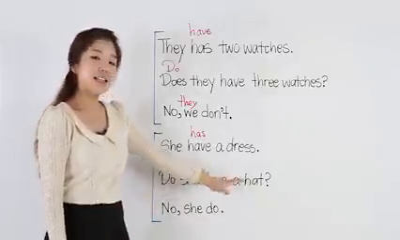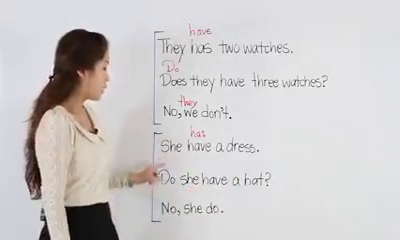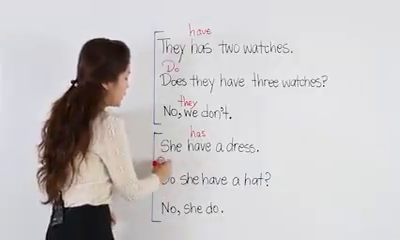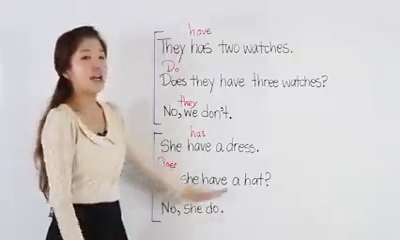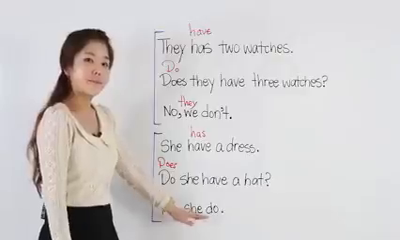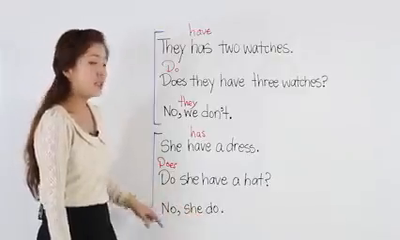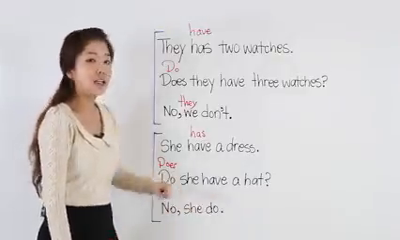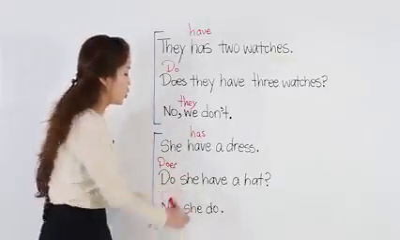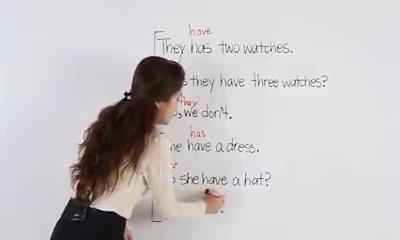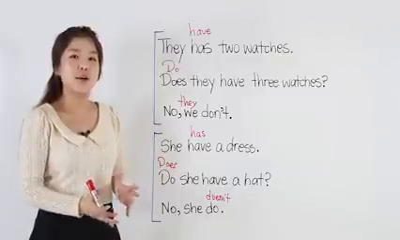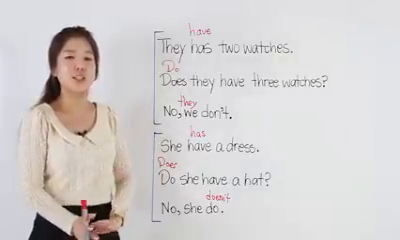How about in the question? Do she have a hat? Remember, we begin with do or does, but for she, we should begin with does. Does she have a hat? And the answer, no, she do. No means it's negative, so we need a negative here. Is it don't or doesn't? No, she doesn't is the correct answer. Okay, so that was our checkup. I hope you understand better, and I'll see you in the next video.